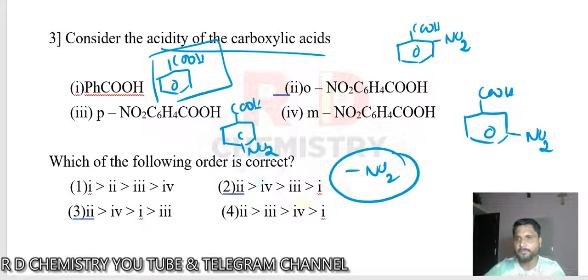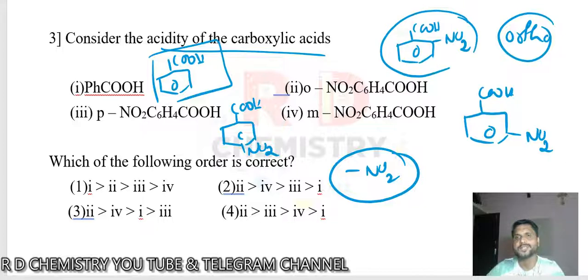Now here, you have to remember something called the ortho effect. Whatever the group attached to the ortho position in the aromatic carboxylic acid, they are the strongest acid. That means ortho-nitrobenzoic acid is the strongest acid. So Roman number 2 should be first, the strongest acid.